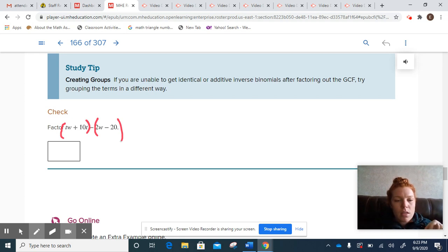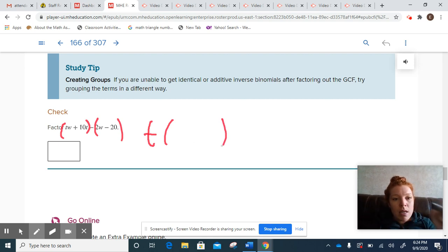But the main thing you got to think about is your two sets of parentheses, when you're all said and done, have to match before you write your final answer. So I'm looking at the first two pieces. I see TW and I see 10T. They don't have numbers in common, so no numbers. But they do have a T that I can take that's the same. Each one has one, so I can take a T. T. And then I'm going to write what's left.